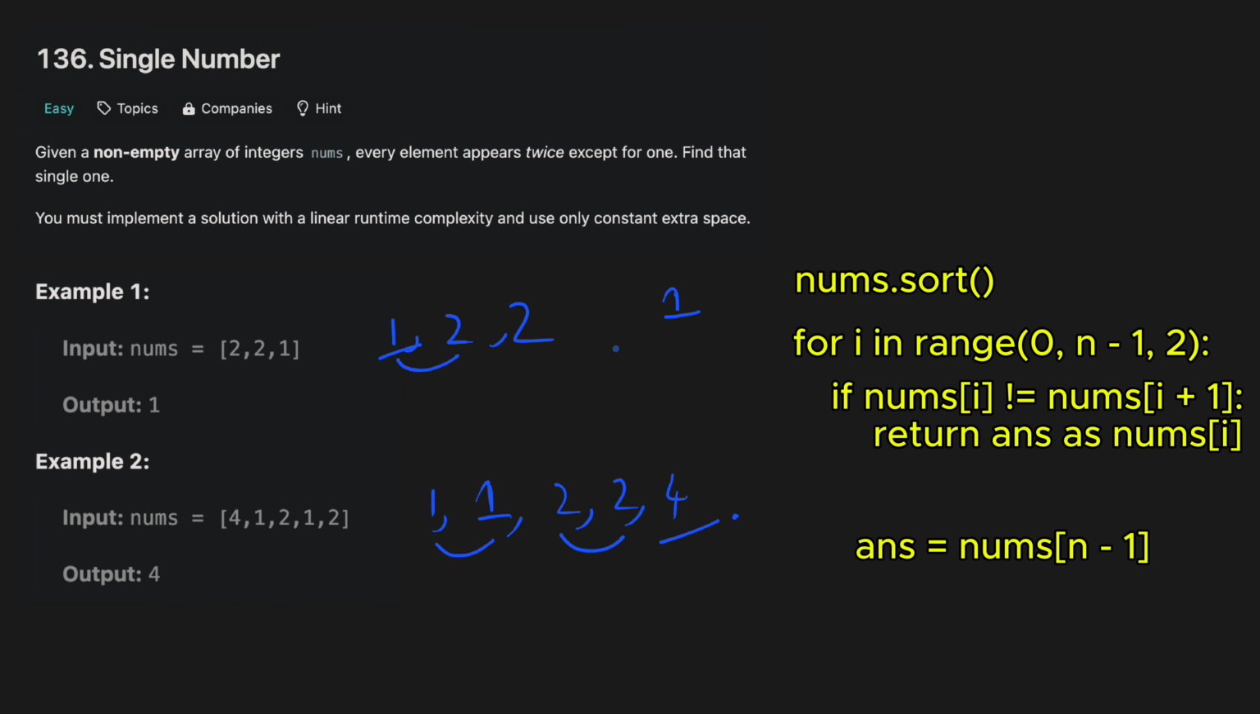Now the space complexity is O(1) because we are doing everything in place. However, the time complexity now becomes O(n log n) due to first sorting the elements, and then comparing them in pairs takes O(n) time. So overall the time complexity is O(n log n), and again we have to solve this problem with linear runtime complexity, that is in O(n) time, and that too with only constant extra space.